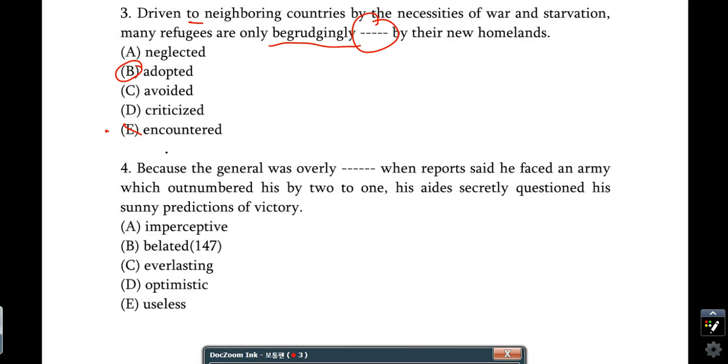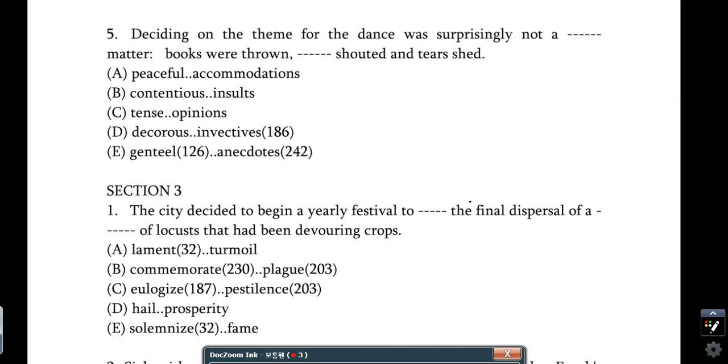Number 4, because the general was overly blank when reports said he faced an army which outnumbered his by 2 to 1, his aides secretly questioned his sunny predictions of victory. So because he was overly sunny is our target for the blank there, and that would be optimistic. Belated means late. And overly imperceptive, you can't be overly imperceptive, you can only be imperceptive. Next page. Deciding on the theme for the dance was surprisingly not a blank matter.